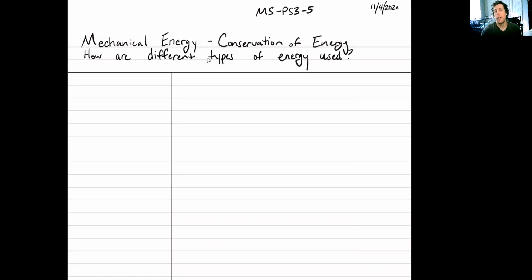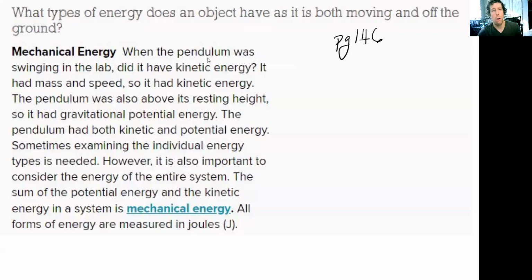We've talked about a couple different types of energy at this point. We've talked about kinetic energy, motion energy, and we've also talked about potential energy. And we learned about 3 types of potential energy. Potential energy could be gravitational due to height. It could be elastic due to stretching or compressing of objects. And it could also be chemical when you store it in chemical bonds like gasoline or food. So we're going to be following along in the book today on page 146.